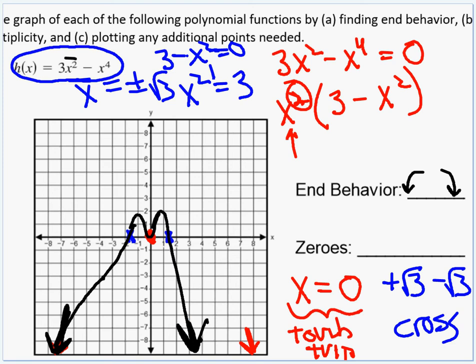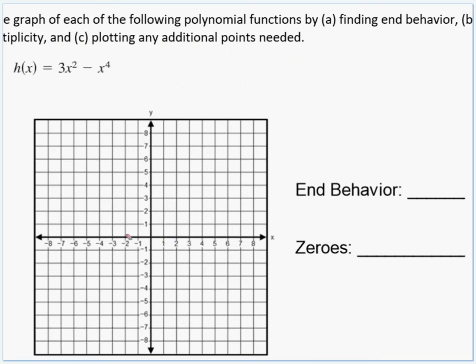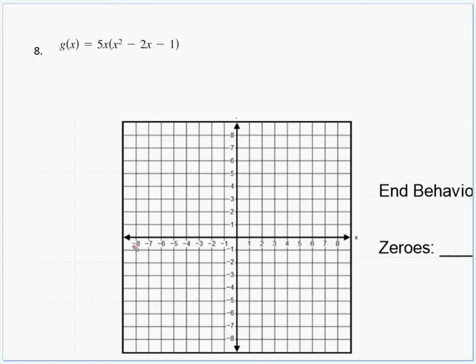Number 8. Ooh, this one looks like fun. All right, so let's see. We've got a 5x factor, and then here, x squared minus 2x plus 1. Well, that's just x minus 1 quantity squared. And I got so excited to work on that part, I did not do the end behavior yet.